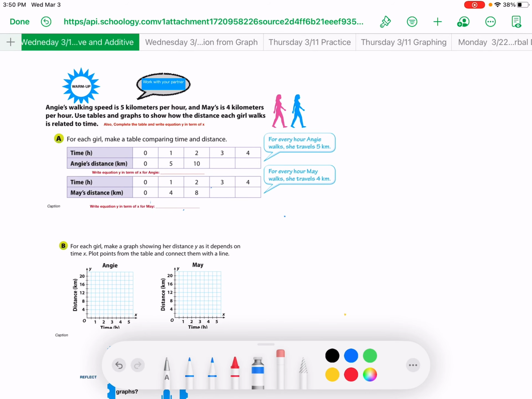Hey guys, today we're going to be talking about multiplicative and additive situations, which you can then use to create an equation and a graph and a table.